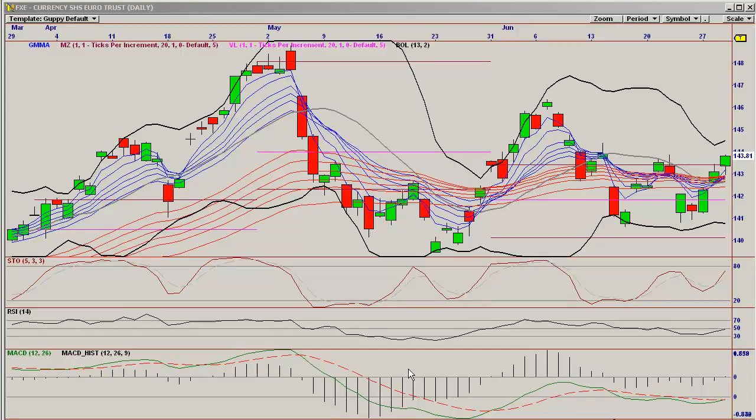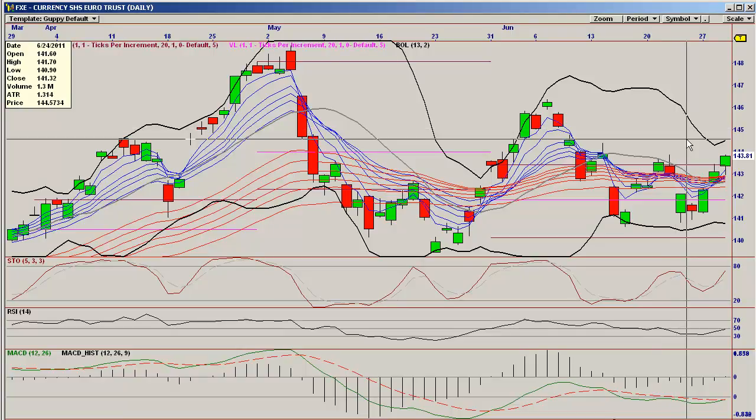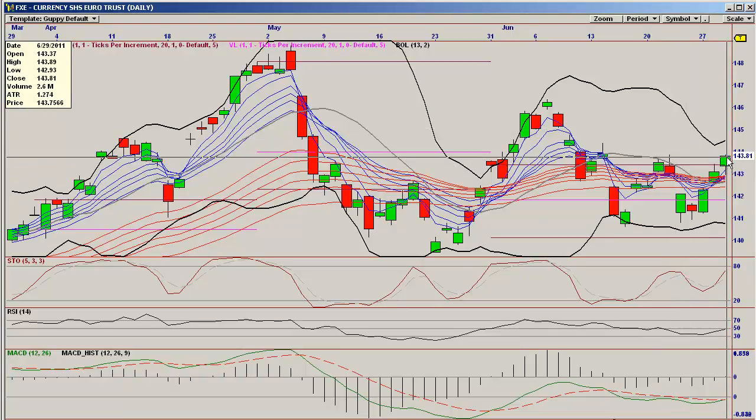Today is June 29th. This is part 2 of the market overview, continuing on with FXE. And here we are, FXE, move up, powered the markets. Almost looks like a hammer, but it's not. The shadow, the tail is not large enough. Almost there, but not quite.